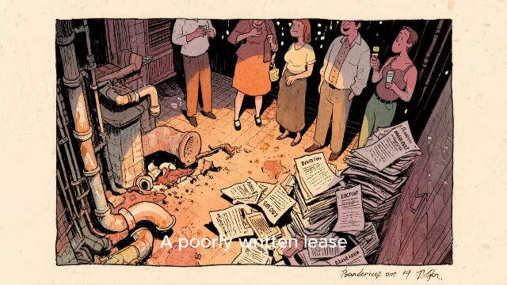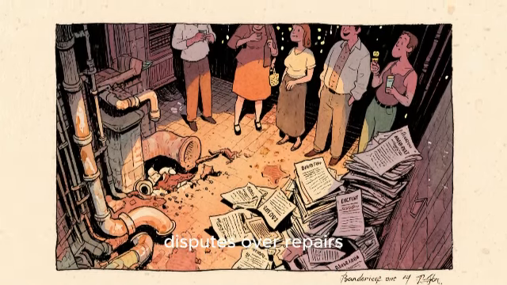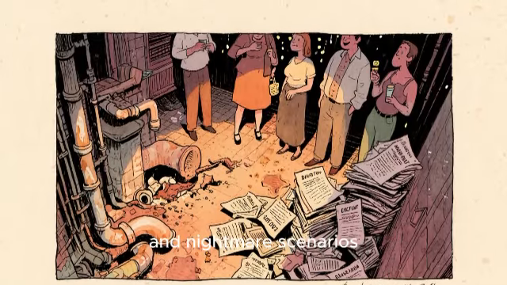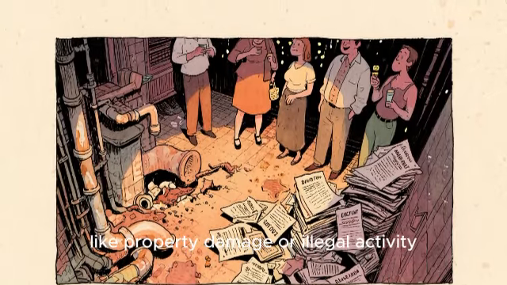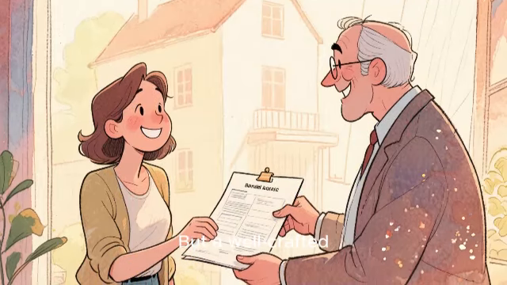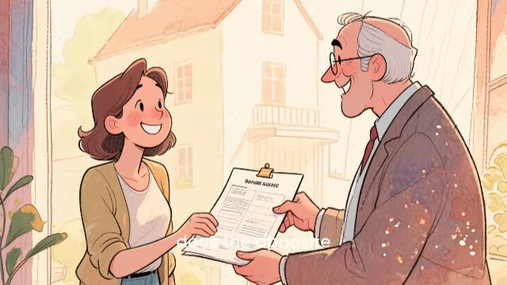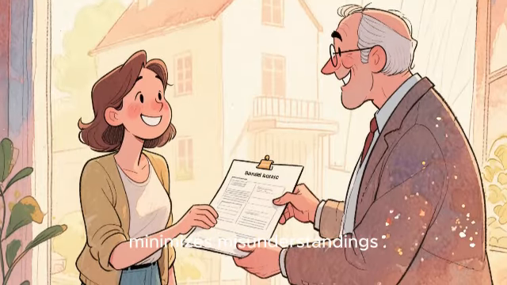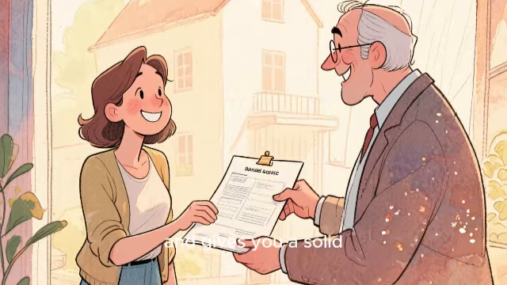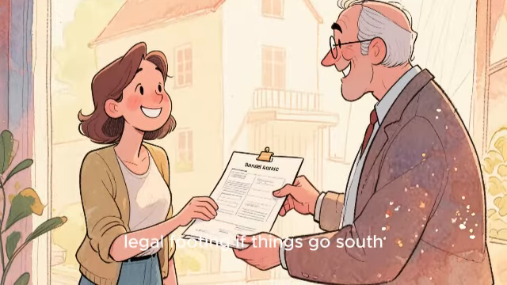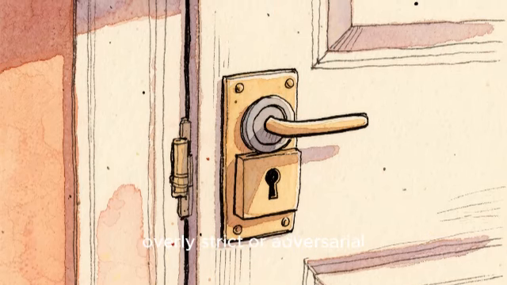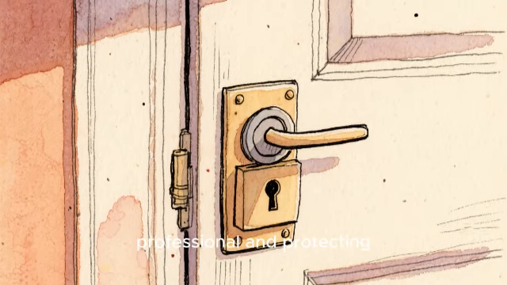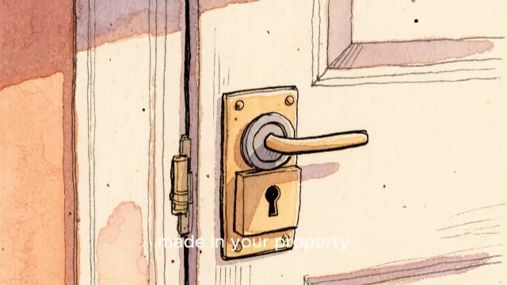A poorly written lease leaves you exposed to endless disputes over repairs, unauthorized occupants, unpaid rent, and nightmare scenarios like property damage or illegal activity. But a well-crafted, comprehensive rental agreement does the opposite. It establishes crystal clear expectations, minimizes misunderstandings, and gives you a solid legal footing if things go south. This isn't about being overly strict or adversarial. It's about being professional and protecting the significant investment you've made in your property.